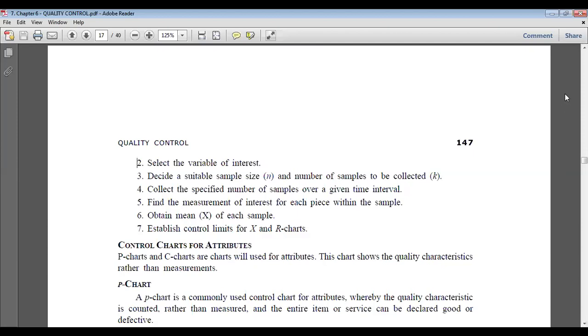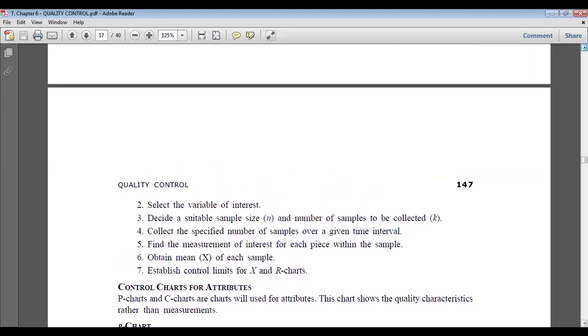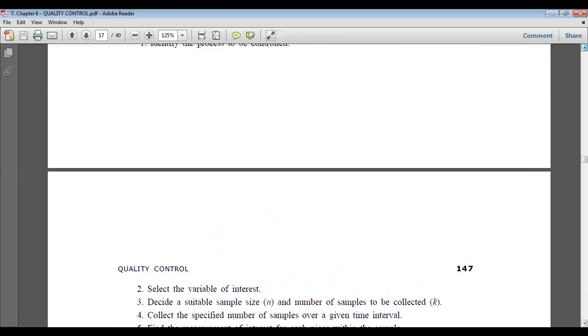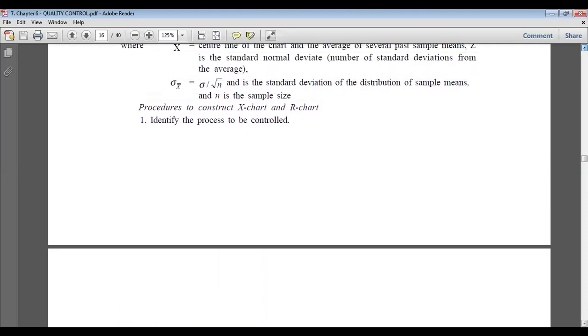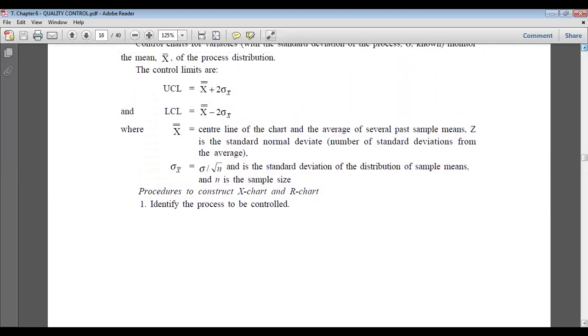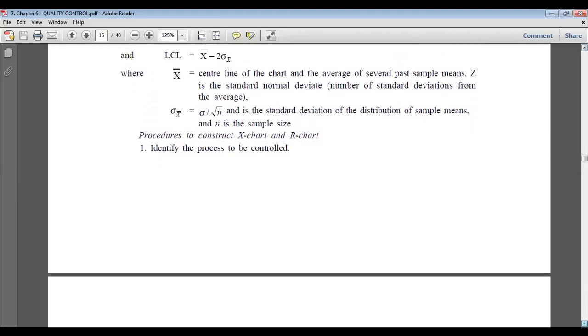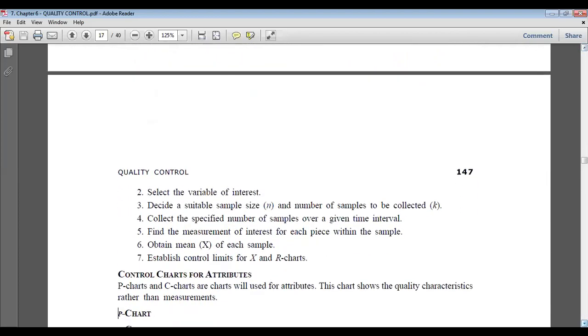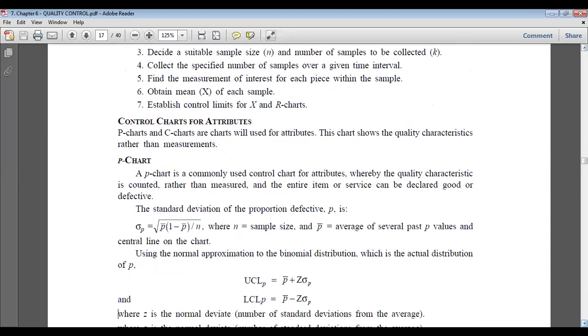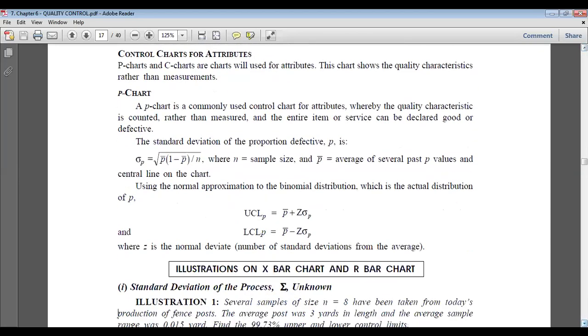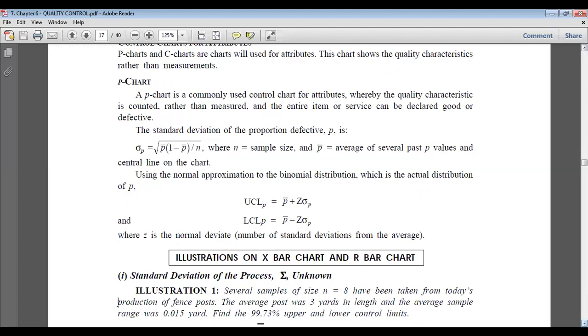So this was the first technique, control charting by variables, then control charting by attributes. That means we have to draw control charts by application of attributes. For attributes we have the p chart, np chart, and c chart. So again we have to draw the control limits.